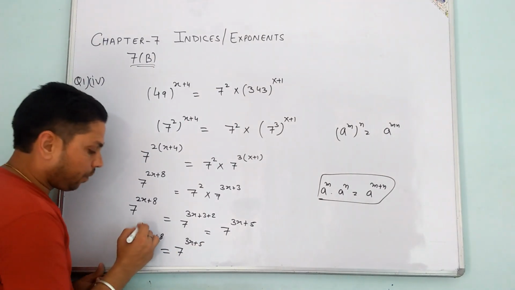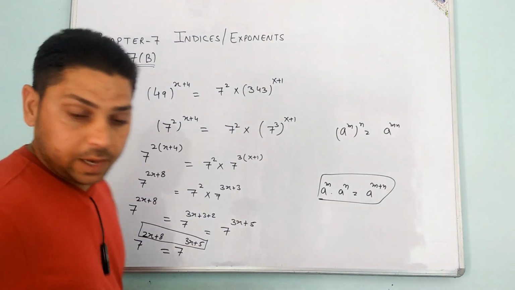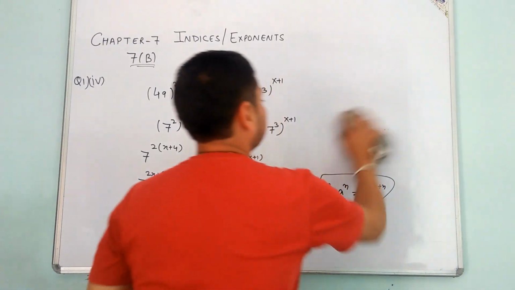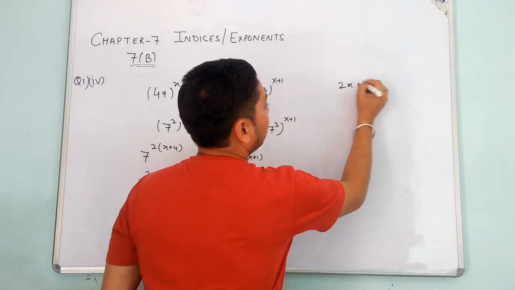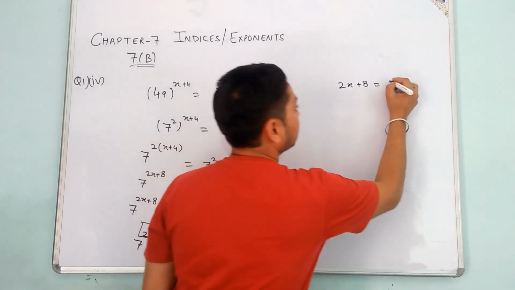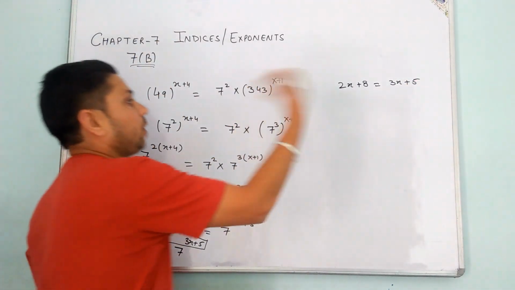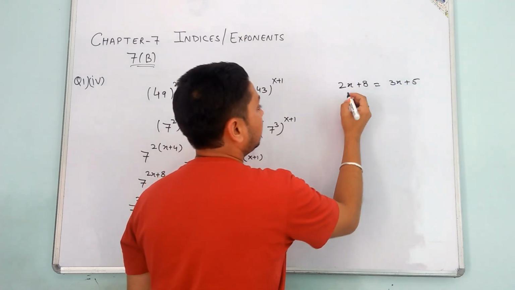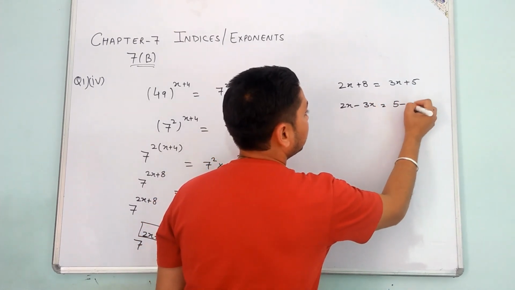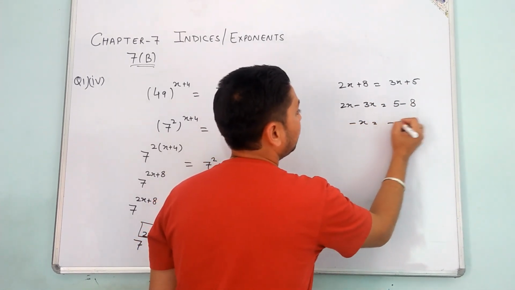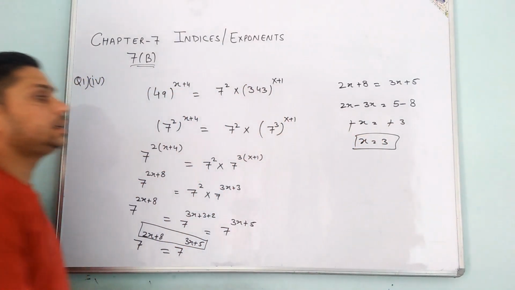If base are same, then their powers will be same. So what we have: 2x plus 8 will be equal to 3x plus 5. Take x term on one side and constant term on the other side, that is 2x minus 3x is equal to 5 minus 8. It will give you minus x is equal to minus 3, minus minus cancel, x is equal to 3. So the required answer is 3.